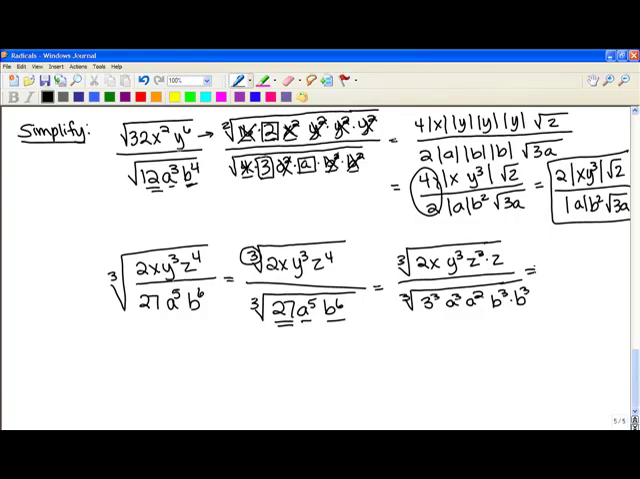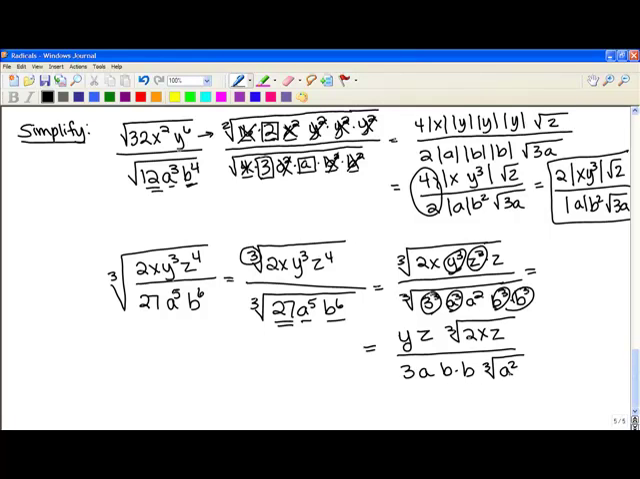Now we'll bring out these third powers. So this will equal, well, the y will come out, so that would be y. The z will come out here, and then everything else will stay underneath our cube root. Now we'll look at our denominator. These third powers will all come out. So I have then 3, a, b, and then b. And underneath this root stays a squared.